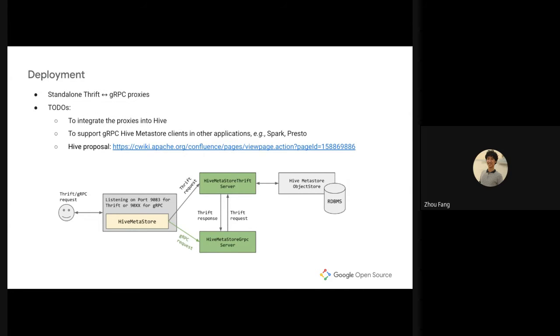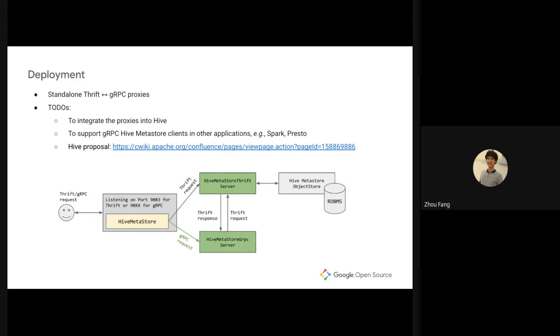After we have the proxies, we need to deploy them. The current solution is very simple. We just deploy them as standalone proxies, which means that on the server side, we run the server-side proxy, and on the client side, we run the client proxy. The original Thrift Hive Metastore is unchanged. But in the longer term, we plan to integrate those proxies into Hive. We also have a public proposal to the Hive community, and here is the link.